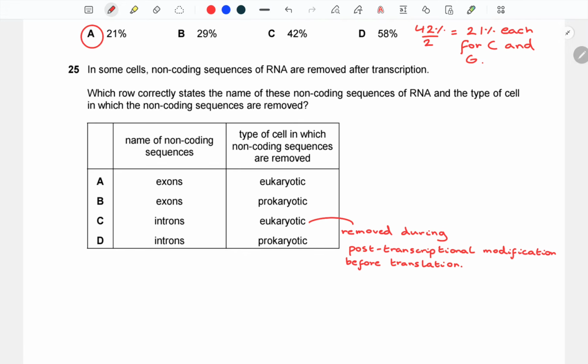In some cells, non-coding sequences of RNA are removed after transcription. Which row correctly states the name of these non-coding sequences of RNA and the type of cell in which the non-coding sequence is removed? Yeah, the non-coding sequences are called introns, and these are removed in eukaryotes. Why are they removed in eukaryotes? Because they're removed during post-transcriptional modification, which is done before translation. So hence, this will be our answer, C.